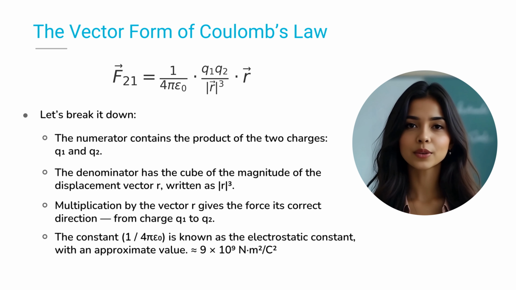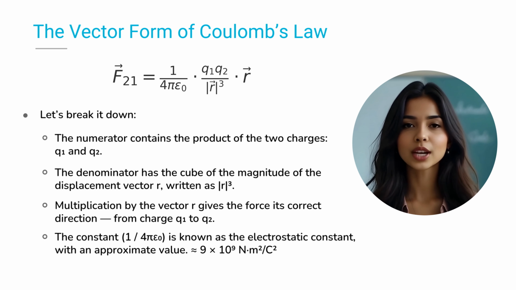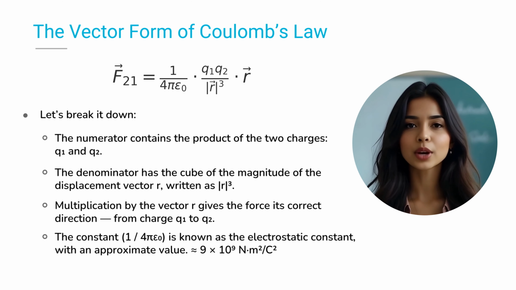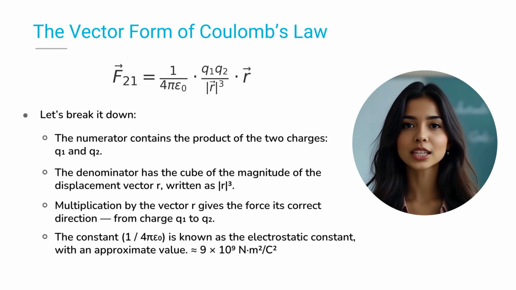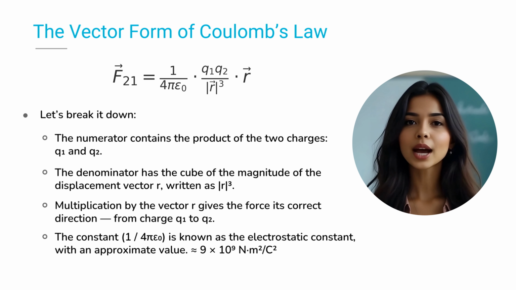Let's break that down. The numerator has the product of the two charges, Q1 and Q2. The denominator has the cube of the distance between them, which we write as magnitude of R vector cubed. We also multiply by R vector to ensure the force has the correct direction. The constant 1 divided by 4 pi epsilon naught has a value of approximately 9 into 10 to the power 9 Newton meter squared per Coulomb squared.